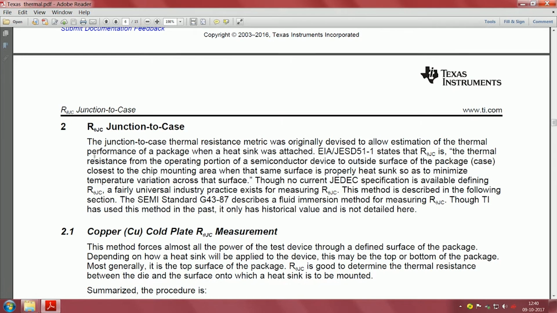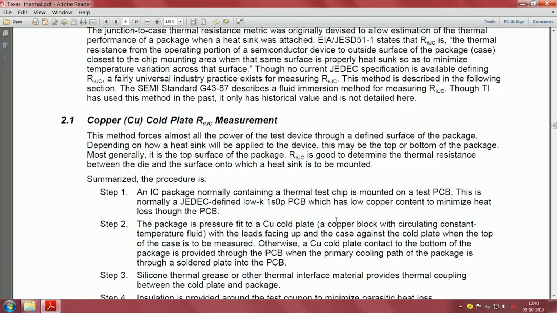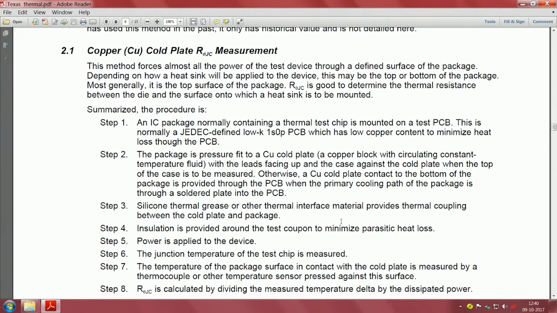By definition itself, thermal resistance is from the operating portion of the semiconductor to the outside surface of the package closest to the chip mounting area, with the same surface probably heat sunk so as to minimize temperature variations across that surface. So we have this problem even with the definition, that is why the word starts with the metric.